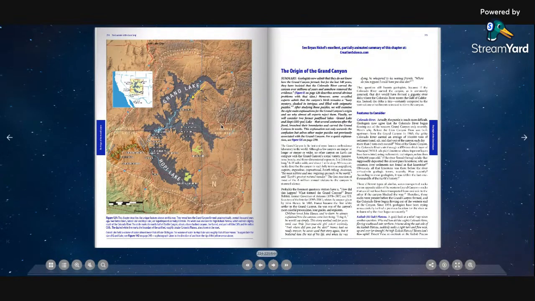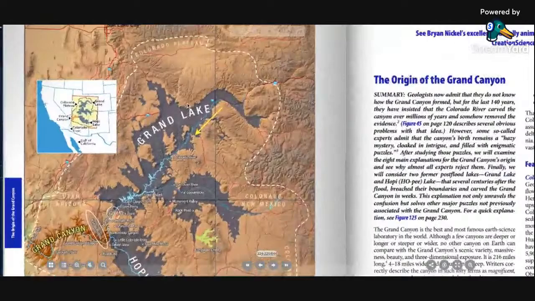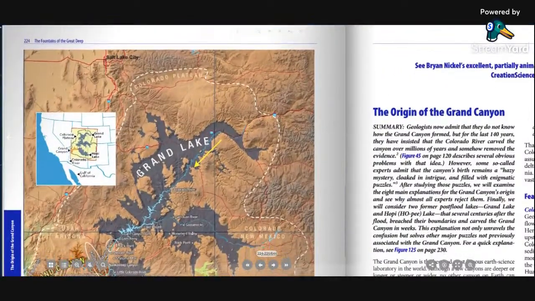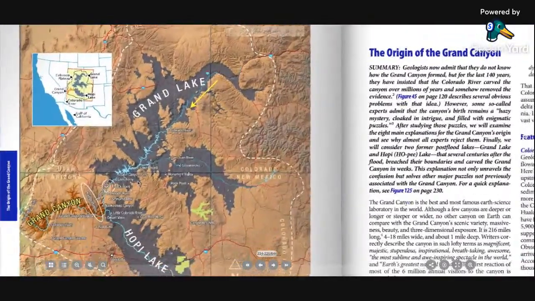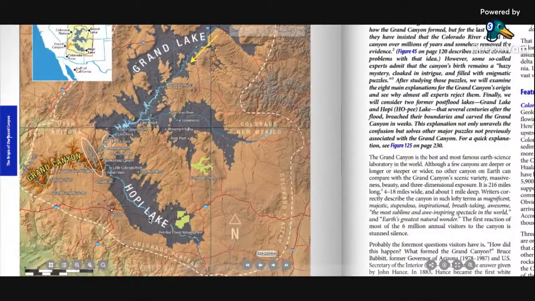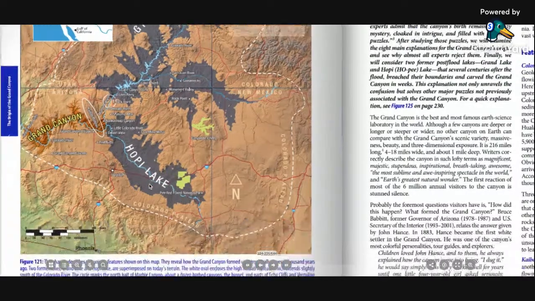In the Beginning by Dr. Walt Brown, page 224, looking at Grand Canyon. There's Grand Canyon on the left side. There's the canyon, and there's a huge lake up here called Grand Lake, and another lake in Arizona called Hopi Lake, and that's the source of water.